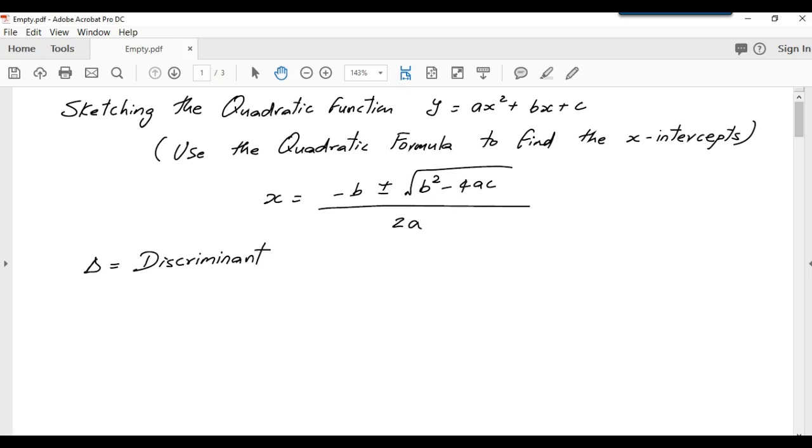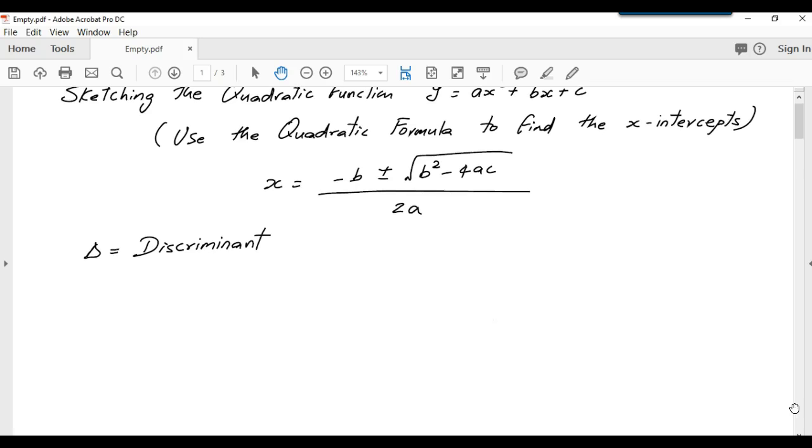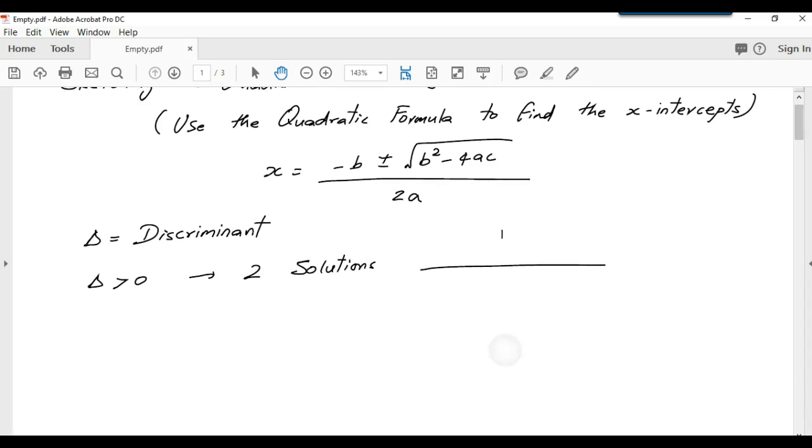The discriminant tells us some important information about the quadratics. If the discriminant is greater than 0, then our quadratic function has two solutions. Which means if we sketch the function, it's going to cut the x-axis at exactly 2 points, which means that's our two solutions.